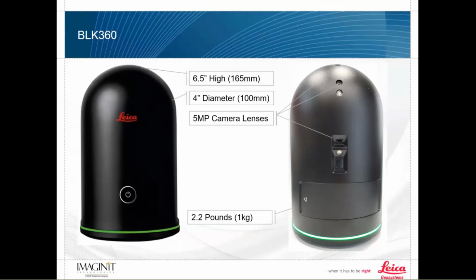The scanner itself has 5 megapixel camera lenses, and you can see there are 3 of those camera lenses. As it takes pictures and spins around, it uses each one of those cameras and then stitches those photos together.